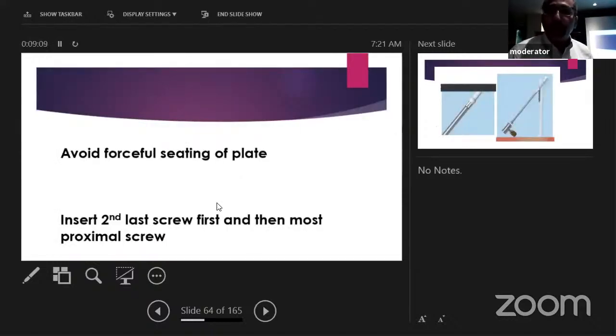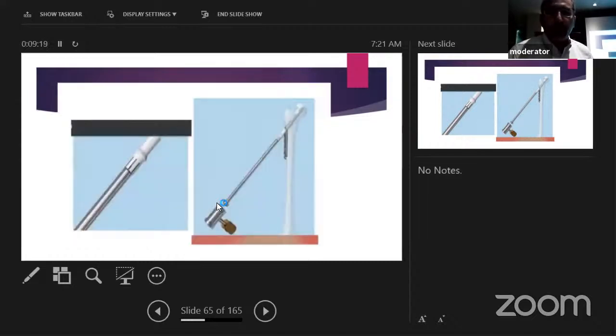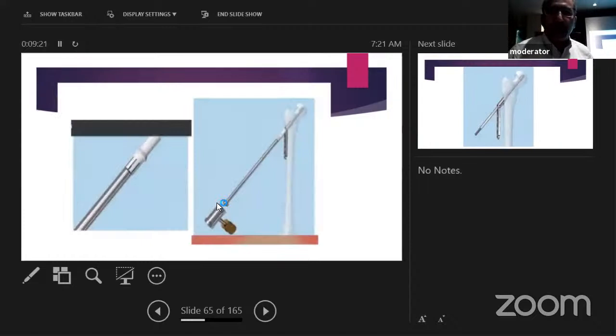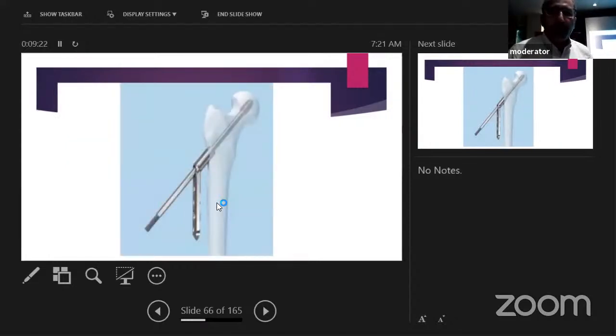Avoid forceful seating of the plate. It should just slide smoothly. Try to insert the second last screw first, otherwise the plate is going to come off the cortex, the shaft, and then of course the proximal screw. It should be sliding like this. It should not be forceful seating.